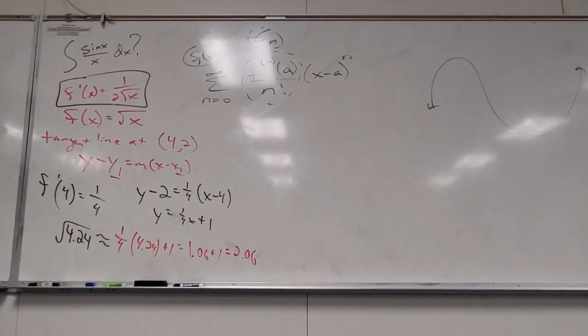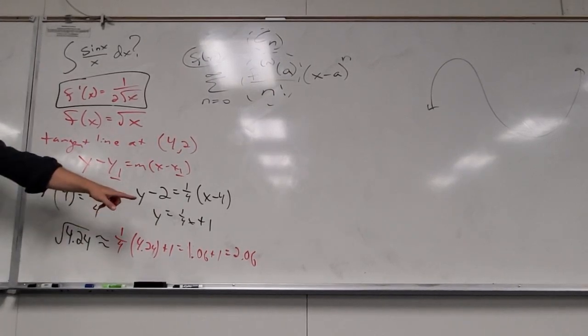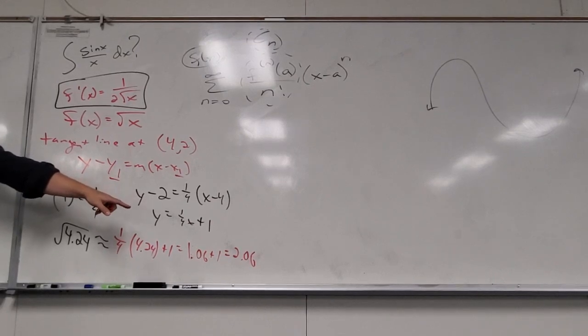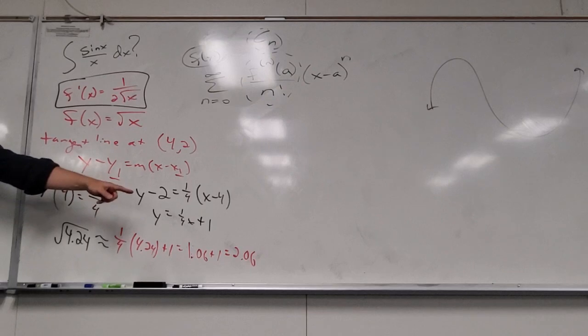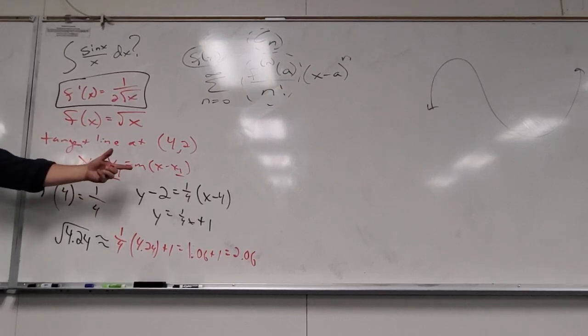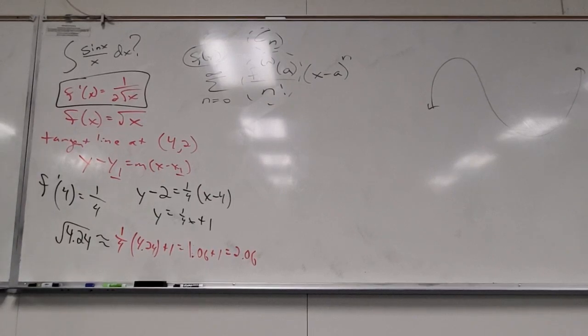This is me wishing I had an embedded calculator. The square root of 4.24. I'm saying it's about 2.06. 2.059. Is that pretty good? Yeah. For us humans, and it's good for government work, right?